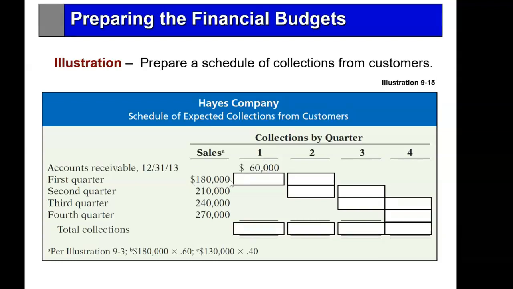Also in quarter one, I am going to do 180,000. The sales budget says I'm going to do 180,000 in sales. I collect 60% of that in quarter one, right? 40% in quarter two. So therefore, in quarter one, the cash coming in is this 60 plus 108. I expect to be collecting about 168,000 in quarter one.